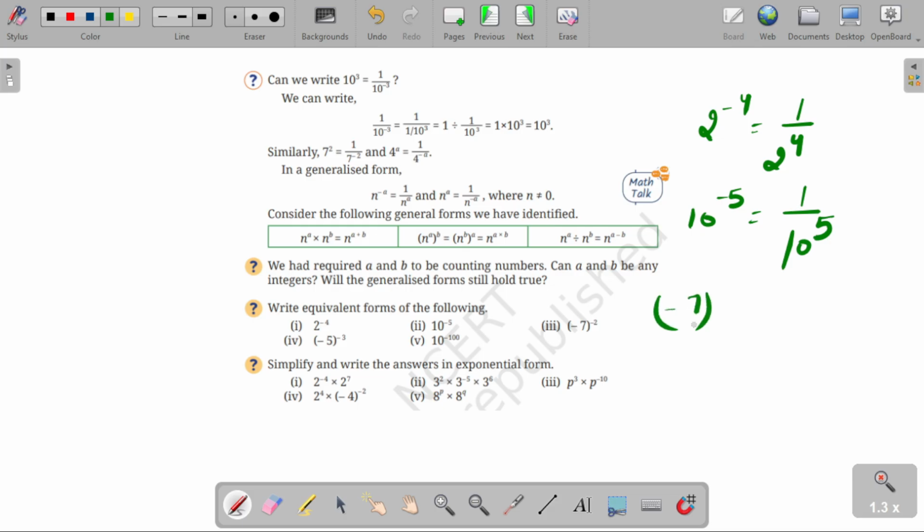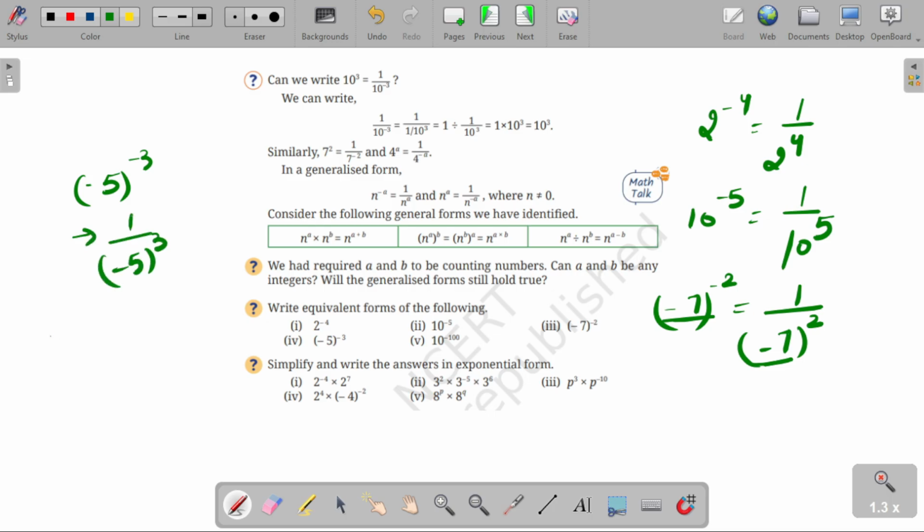Minus 7 raised to minus 2. So the equivalent form will be 1 upon minus 7 raised to 3. Now the base sign will not change. Okay, you need to keep this in mind. Similarly, minus 5 raised to minus 3 leads us to 1 upon minus 5 raised to 3. Okay, and 10 raised to minus 100 leads us to 1 upon 10 raised to 100. So these will be the answers of this.